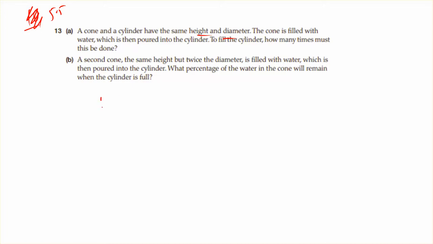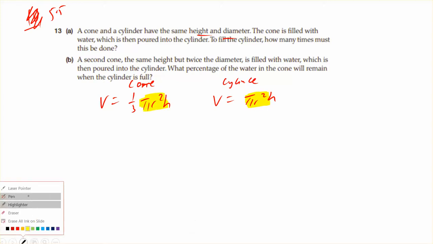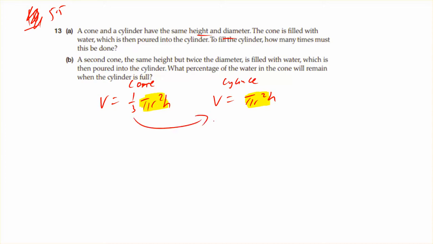The volume of a cone is a third pi r squared h, because it's a third times the area of a circle times the height, because it's a tapered solid. This is the cone, this is the cylinder. The cylinder is a prism, so it's pi r squared h. Can you see that the pi r squared is the same for both? So we compare apples with apples. The only difference is that the cone is a third of the cylinder.